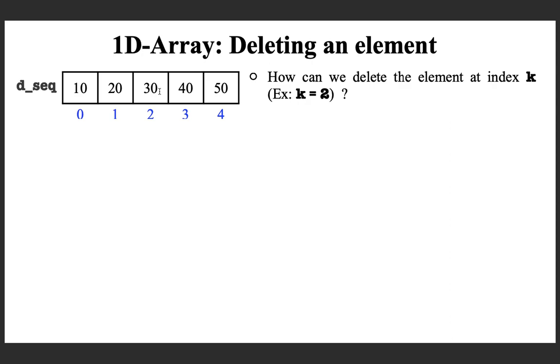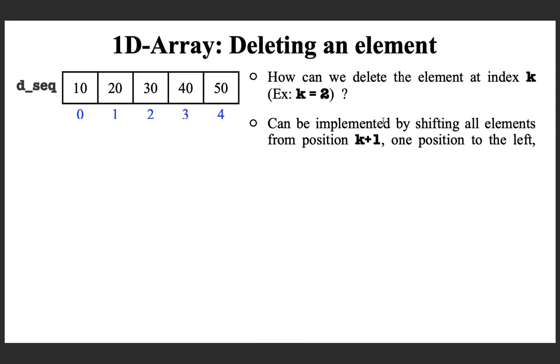In fact, if you are using static memory allocation or declaration as we saw, there is no way to give back the memory location allocated, but you can somehow manage to get this 30 out of this array. How will you do it? It can be implemented by shifting all the elements from position k plus 1 one position to the left. That is, you shift this 40 one position to the left. So 30 will be overwritten with 40, then do it for 50. So actually 40 is copied here, 50 is copied here, and then you decrement the number of elements.